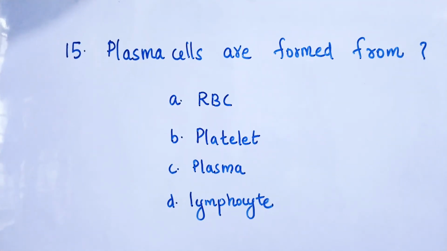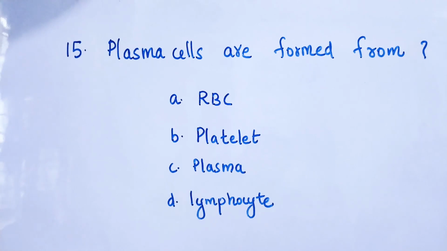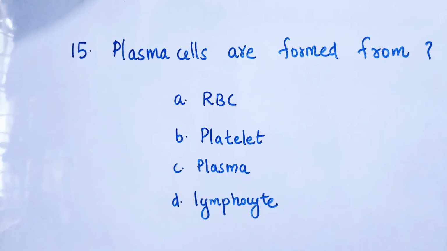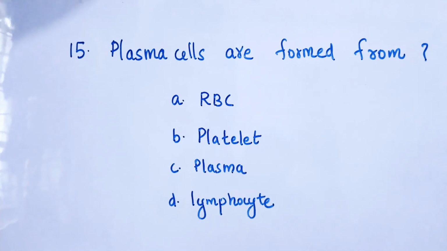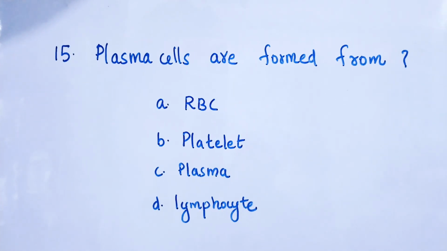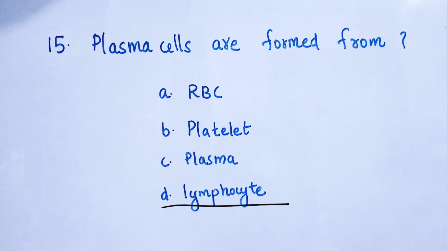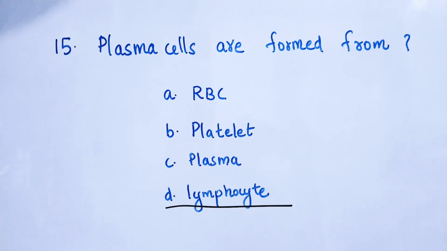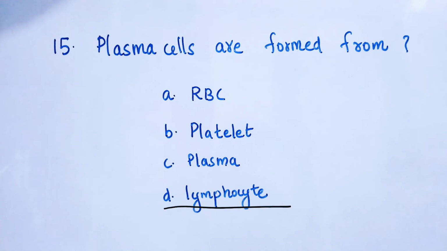Question number 15. Plasma cells are formed from option A, RBC, option B, platelet, option C, plasma, option D, lymphocyte. The right answer is option D, lymphocyte. Plasma cells are formed from B lymphocytes.